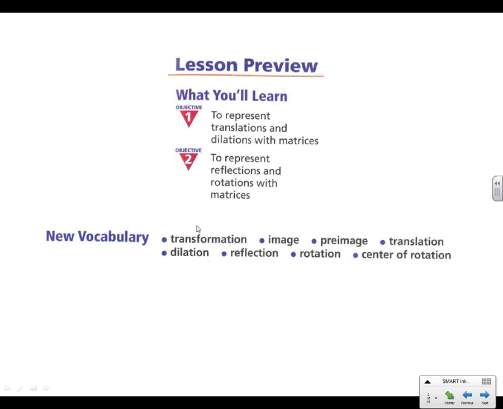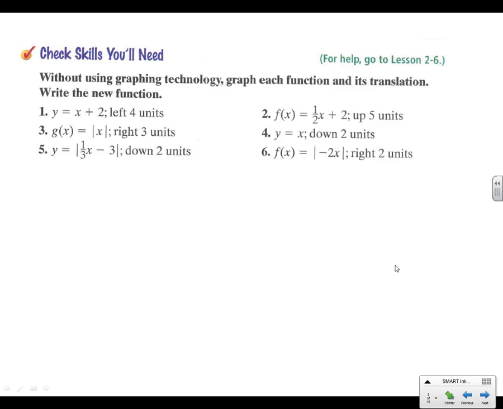Alright, so a bunch of words here, phrases that we're going to need to use. Transformation, image, pre-image, translation, dilation, reflection, rotation, and center of rotation are our vocab for this lesson. So let's get started. Skills that we're going to need.